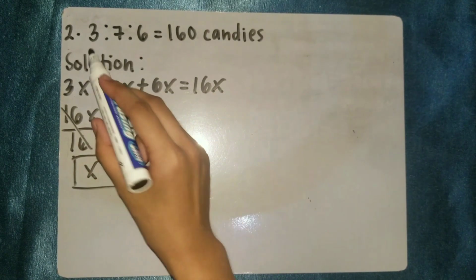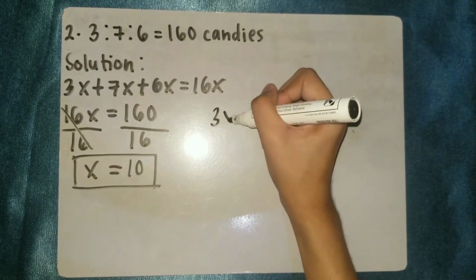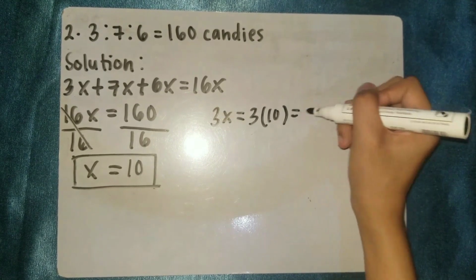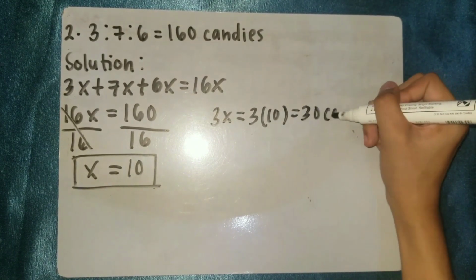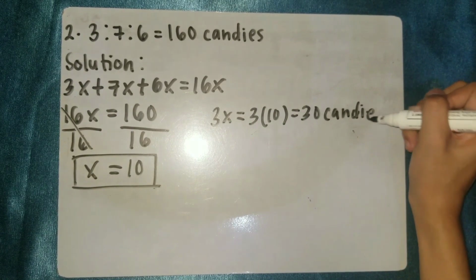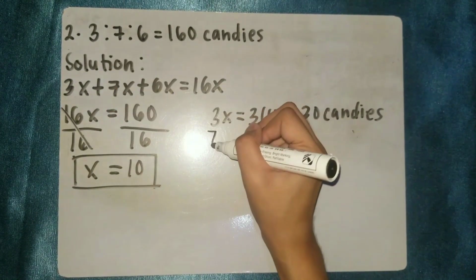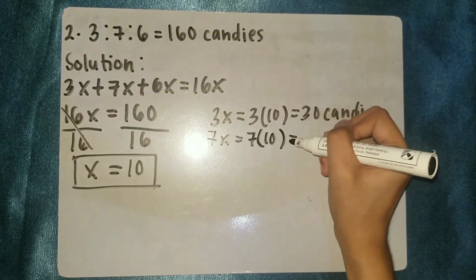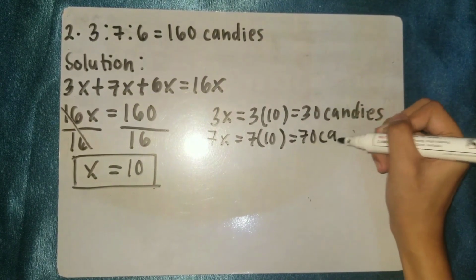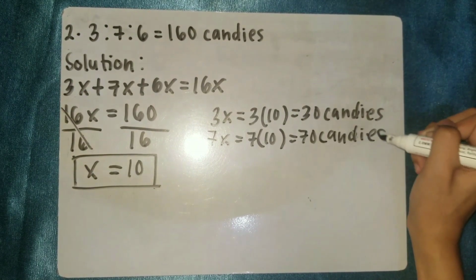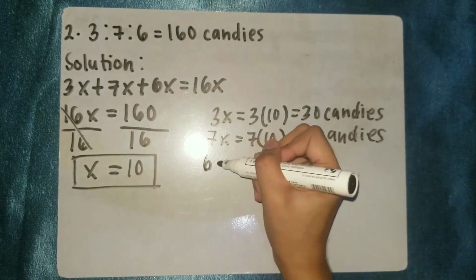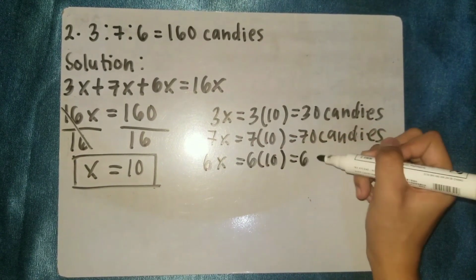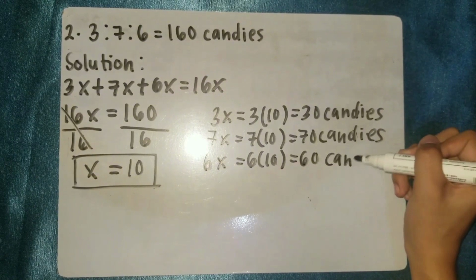Then next, this 3 equal 3 times 10 equal 30 candies. And this 7 equals 7 times 10 equals 70 candies. And this 6 equals 6 times 10 equals 60 candies.